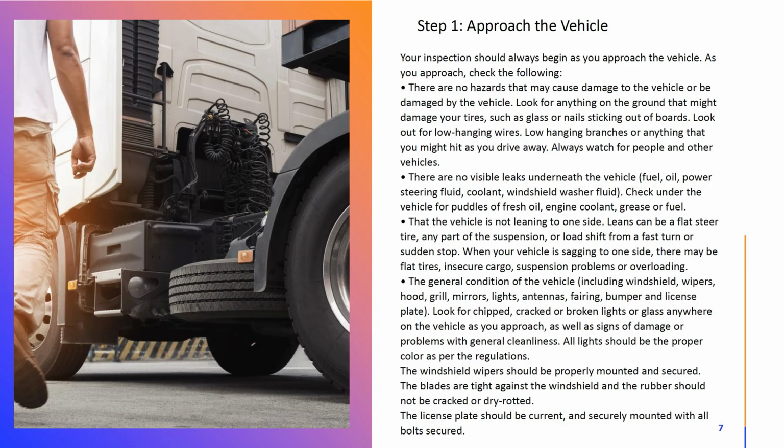Step 1. Approach the vehicle. Your inspection should always begin as you approach the vehicle. As you approach, check the following. There are no hazards that may cause damage to the vehicle or be damaged by the vehicle. Look for anything on the ground that might damage your tires, such as glass or nails sticking out of boards. Look out for low-hanging wires, low-hanging branches, or anything that you might hit as you drive away. Always watch for people and other vehicles.